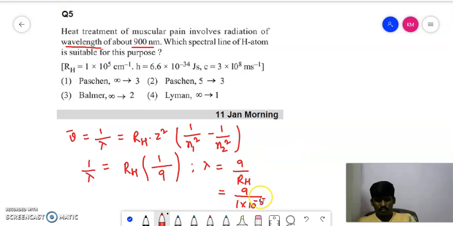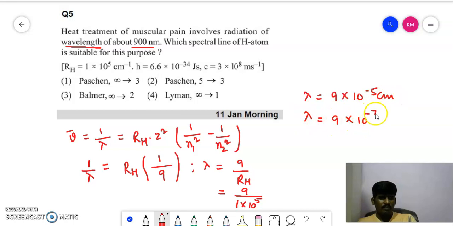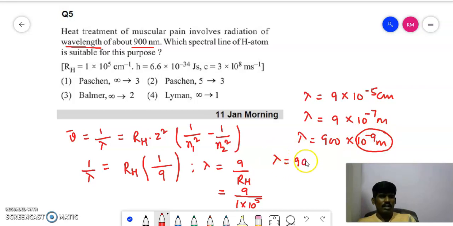Lambda will be equal to 9 into 10 to the power of minus 5 centimeter, and lambda is equal to 9 into 10 to the power of minus 7 meter, and lambda is equal to 900 into 10 to the power of minus 9 meters. 10 to the power of minus 9 meter is 1 nanometer. So lambda will be equal to 900 nanometer. Which series does this correspond to? Paschen series, with n1 equal to 3 and n2 equal to infinity. So option 1 is the correct answer for this question. Hope you understand, children. Let's move on to the next question.